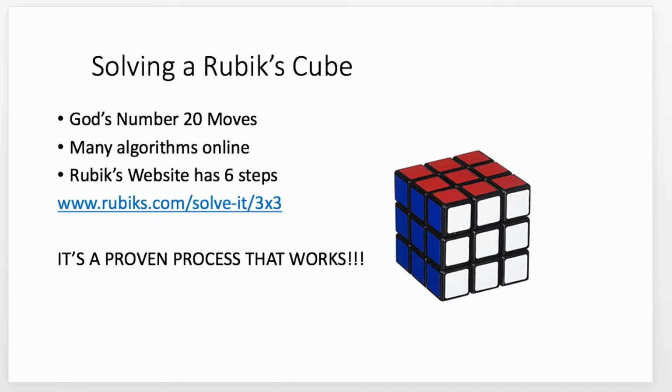Okay, so here's the thing. The difference between a Rubik's Cube and your business: with a Rubik's Cube, you could spend time having fun and just playing around with it. With your business, you can't. You need a process that works, okay? With Facebook advertising, with Facebook targeting, you need a process that works. You can't just start throwing shit at the wall and hope that it's going to stick.